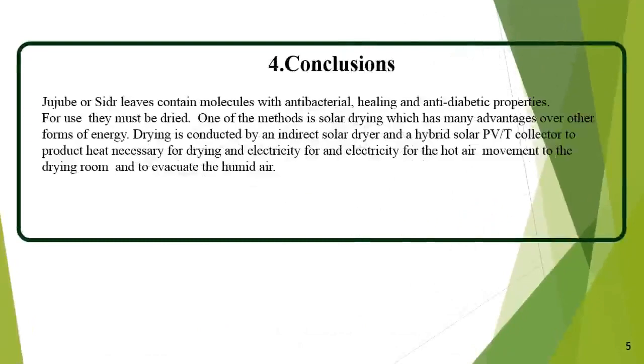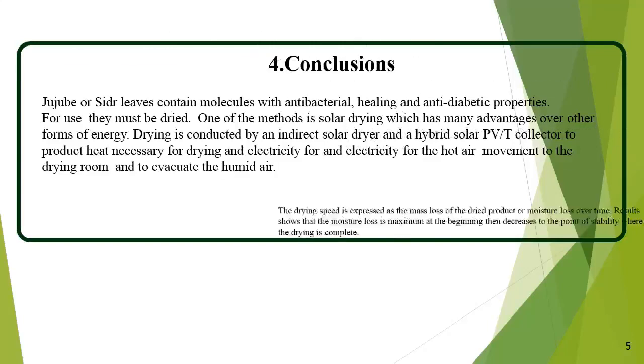Conclusions. Jujube or cedar leaves contain molecules with antibacterial, healing, and antidiabetic properties. For use, they must be dried. One of the methods is solar drying, which has many advantages over other forms of energy. Drying is conducted by an indirect solar dryer and a hybrid solar PV&T collector to produce the heat necessary for drying and electricity for the hot air movement to the drying room and to evacuate the humid air.